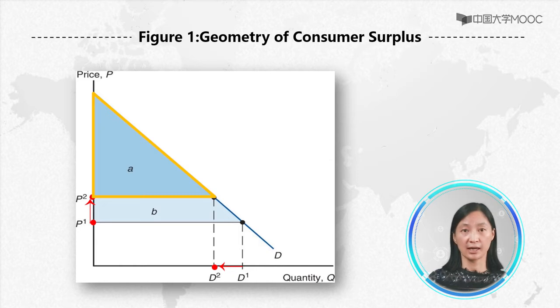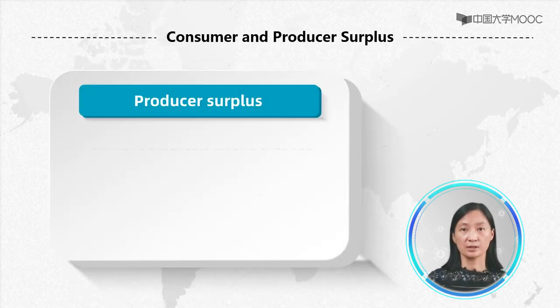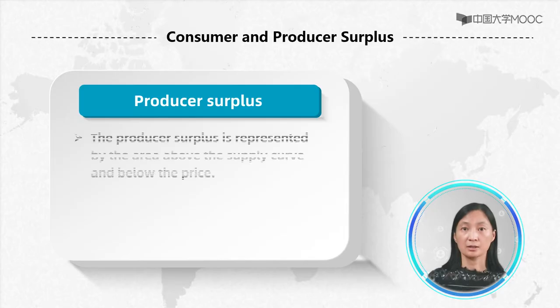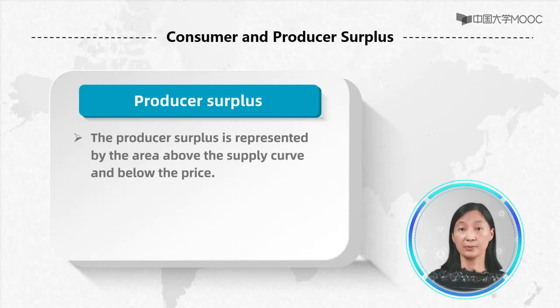Producer surplus is the revenue producers receive over and above the minimum amount required to induce them to supply a good. For instance, a producer willing to sell a good for $2 but receiving a price of $5 gains a producer surplus of $3. The producer surplus is represented by the area above the supply curve and below the price.